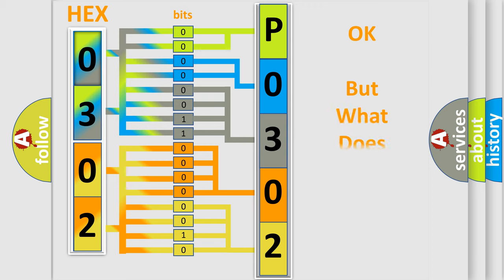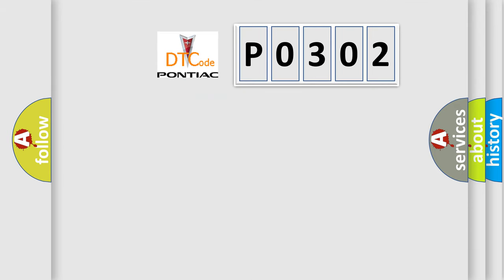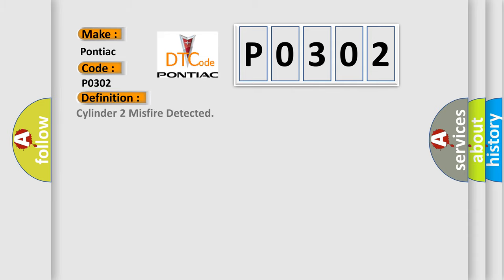The number itself does not make sense to us if we cannot assign information to what it actually expresses. So, what does the diagnostic trouble code P0302 interpret specifically for Pontiac? The basic definition is cylinder 2 misfire detected. And now this is a short description of this DTC code.